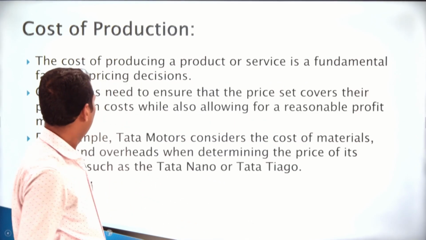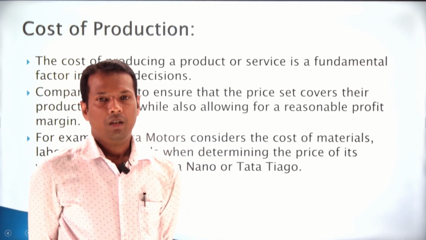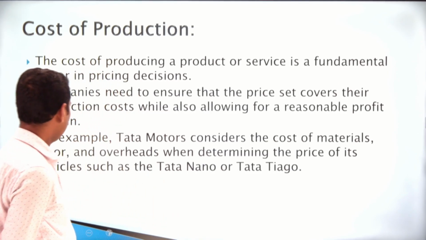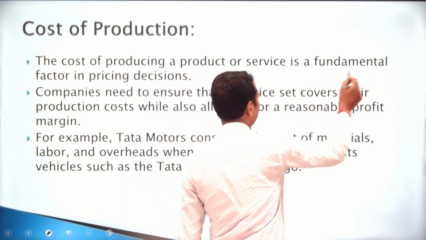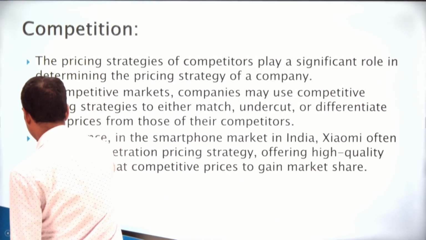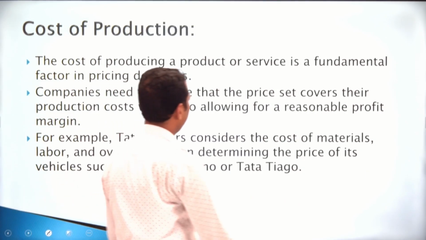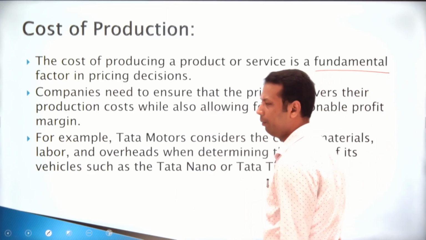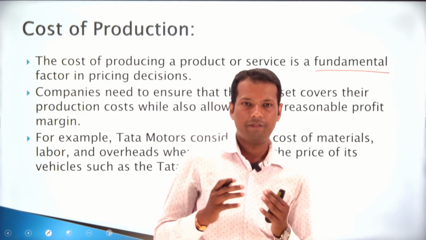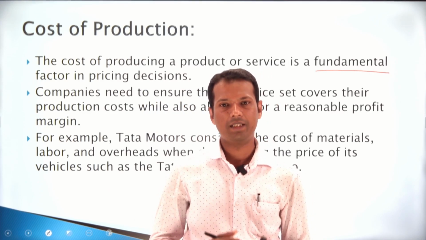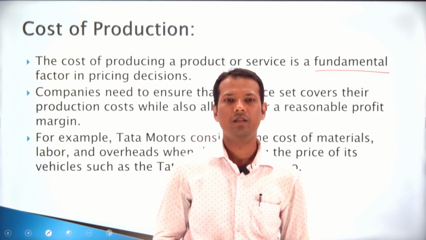So the first one is cost of production. Cost of production is a very fundamental factor. Definitely, when we are going to produce any product, the production cost plays a very important role as one of the primary factors in the decision making process.